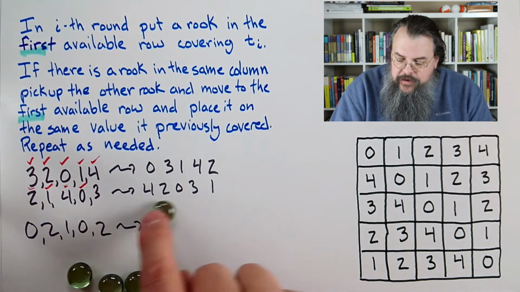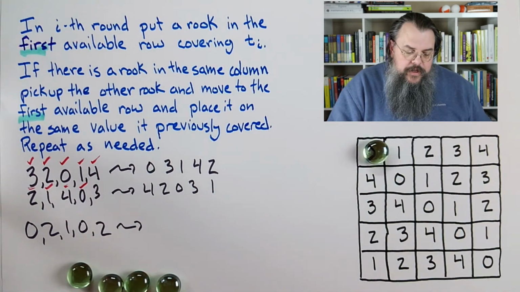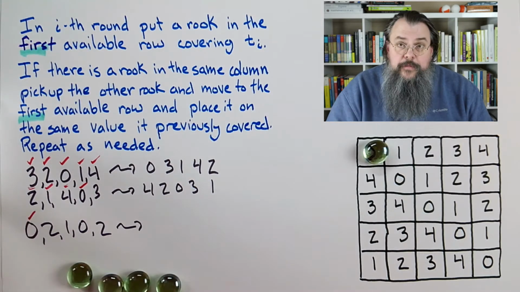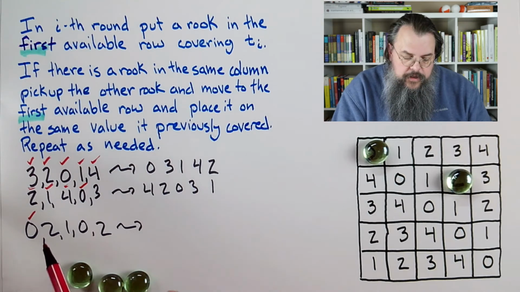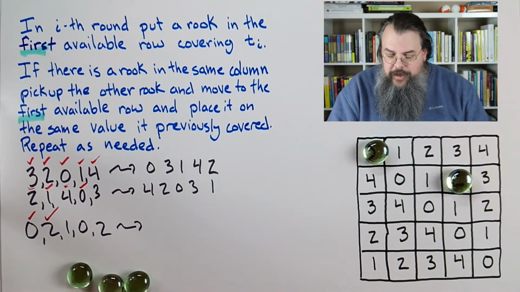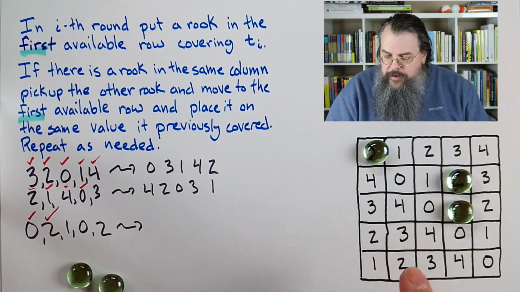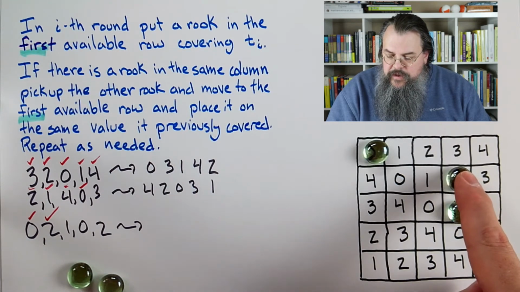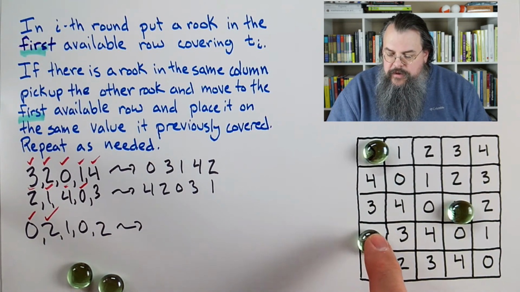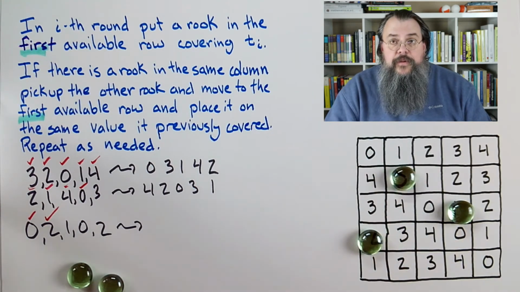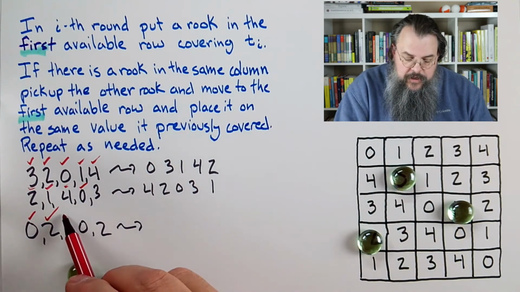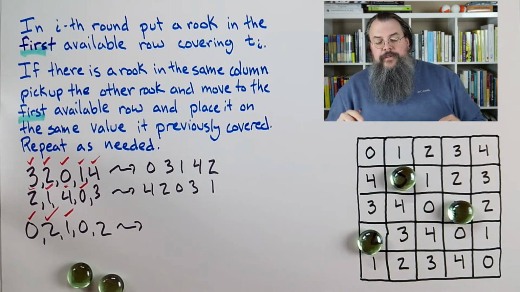We put in the 0. Easy, life is good. Next up, put in the 2. Okay, nothing hard there. All right, put in the 1. Conflict, so we need to move the 2 to the first available row. Conflict, so we need to move that to the first available row. Okay, now we have our conflict resolved.